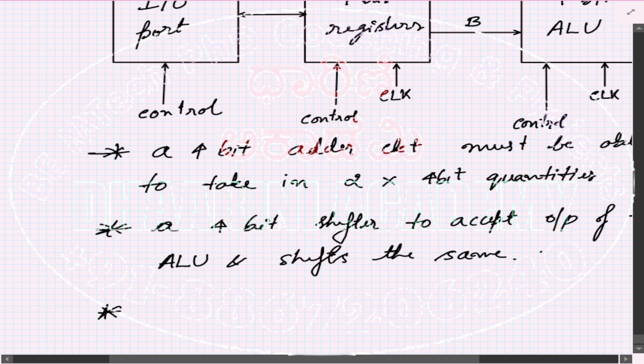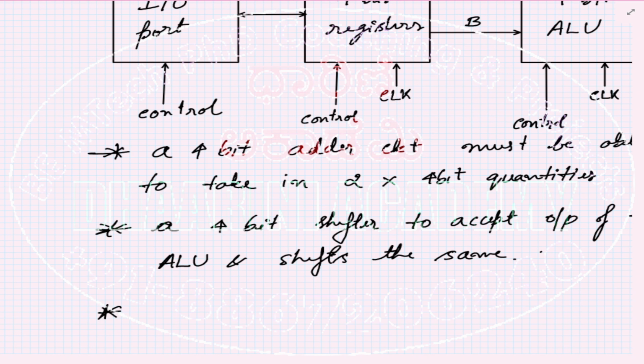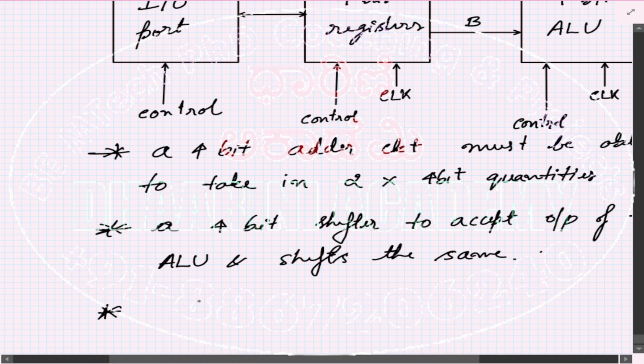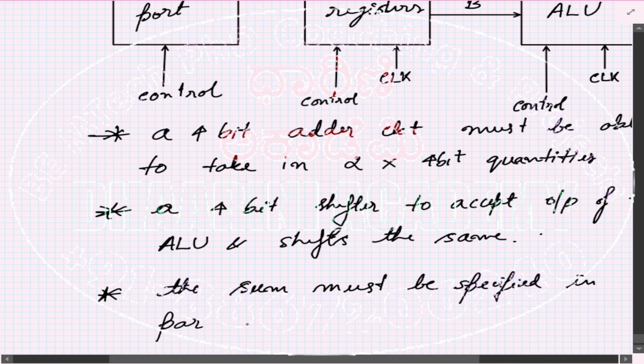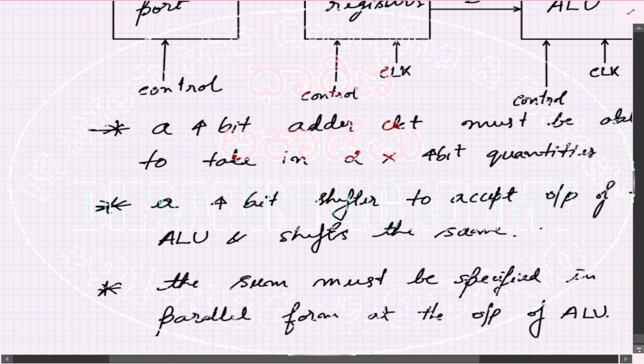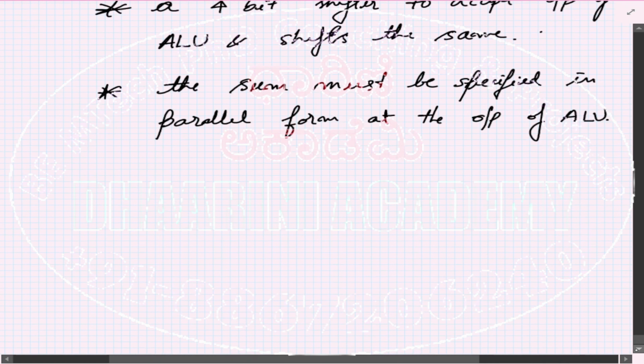Okay, the next concept before we go ahead with the ALU subsystem. Right, so that means the sum must be specified in parallel form at the output of ALU. At the output of ALU, you have to have this in parallel form because yesterday we have seen that there is a shifter which takes the input in parallel form, right? This is just because of that.